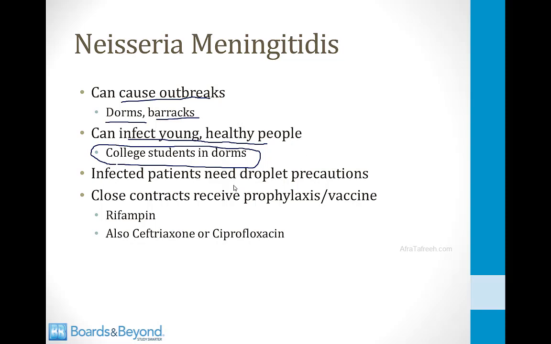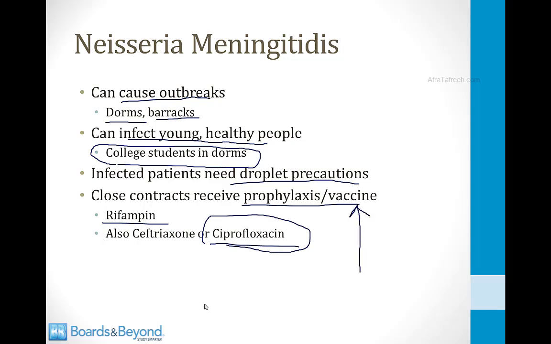Infected patients need to have droplet precautions, so they usually wear a mask so that they can't spread this around. And close contacts, for example, the roommate of a person in college who has meningitis, need to get prophylaxis and a vaccine. The prophylaxis is usually rifampin, but sometimes ceftriaxone or ciprofloxacin is used. A lot of people like ciprofloxacin because it's generally very well tolerated. And then, of course, close contacts need to be vaccinated as well.